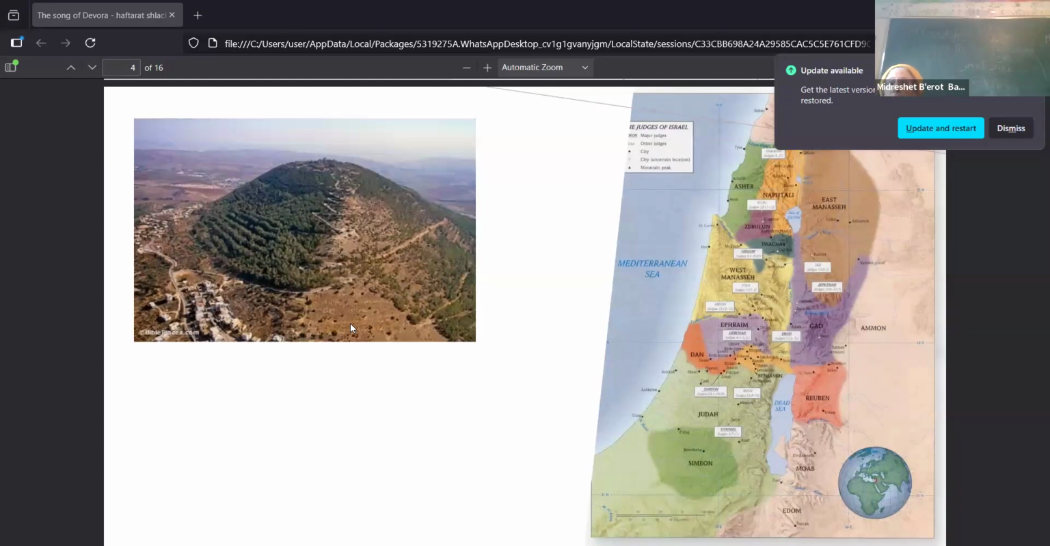Instead, they followed Otniel. They followed Otniel ben Knaz down to Arad. Why did they leave the fertile land and follow Otniel? Who remembers? Because they wanted to learn Torah.